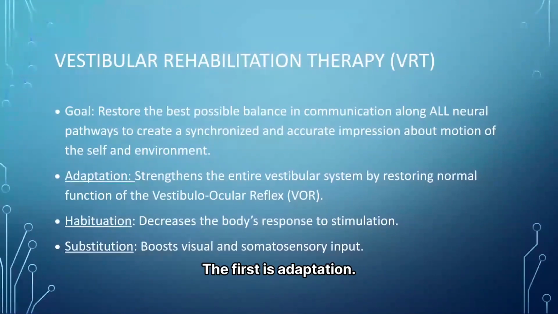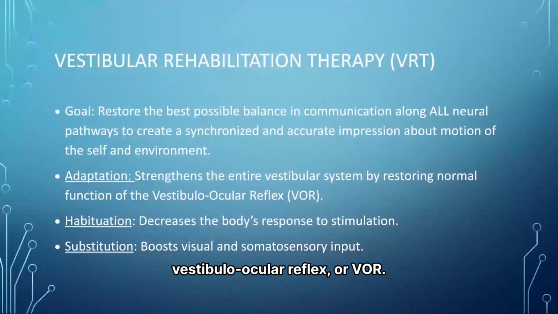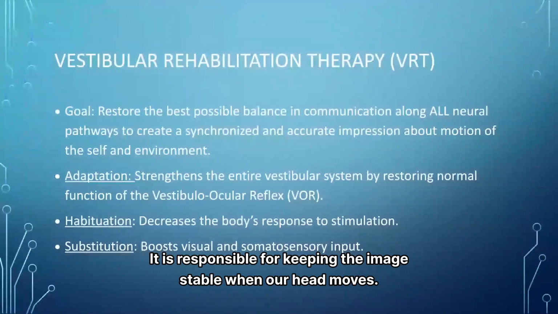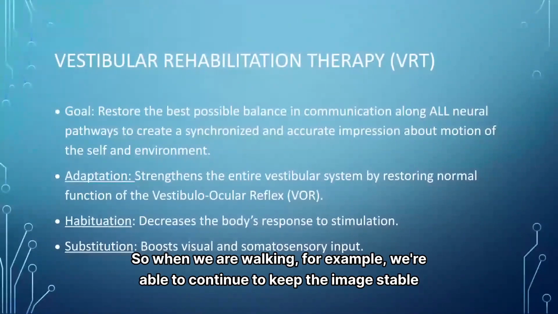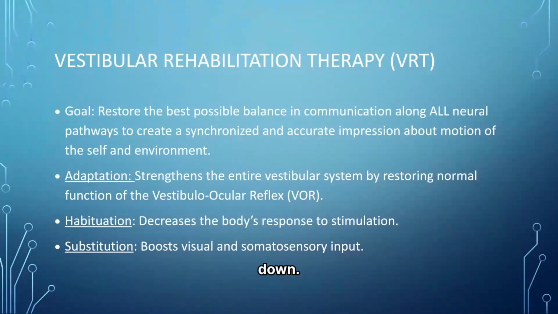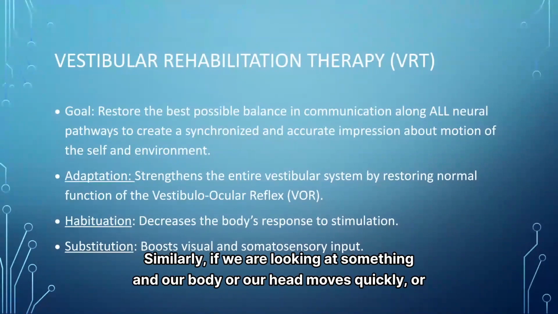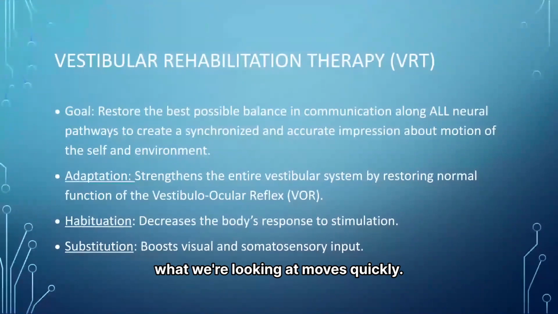The first is adaptation. Adaptation strengthens the entire vestibular system by restoring the vestibulo-ocular reflex, or VOR. It is responsible for keeping the image stable when our head moves. So when we are walking, for example, we're able to continue to keep the image stable of whatever we're looking at in front of us, even though our head is moving up and down. The image doesn't shake up and down as we walk. Similarly, if we are looking at something and our body or our head moves quickly, or what we're looking at moves quickly, our VOR helps us to keep that image stable.